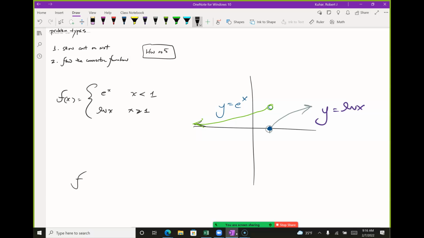So what's f of 1? That's ln of 1, right? So that's a real number. Good. I need the value to be in, and I need it to be a real number.